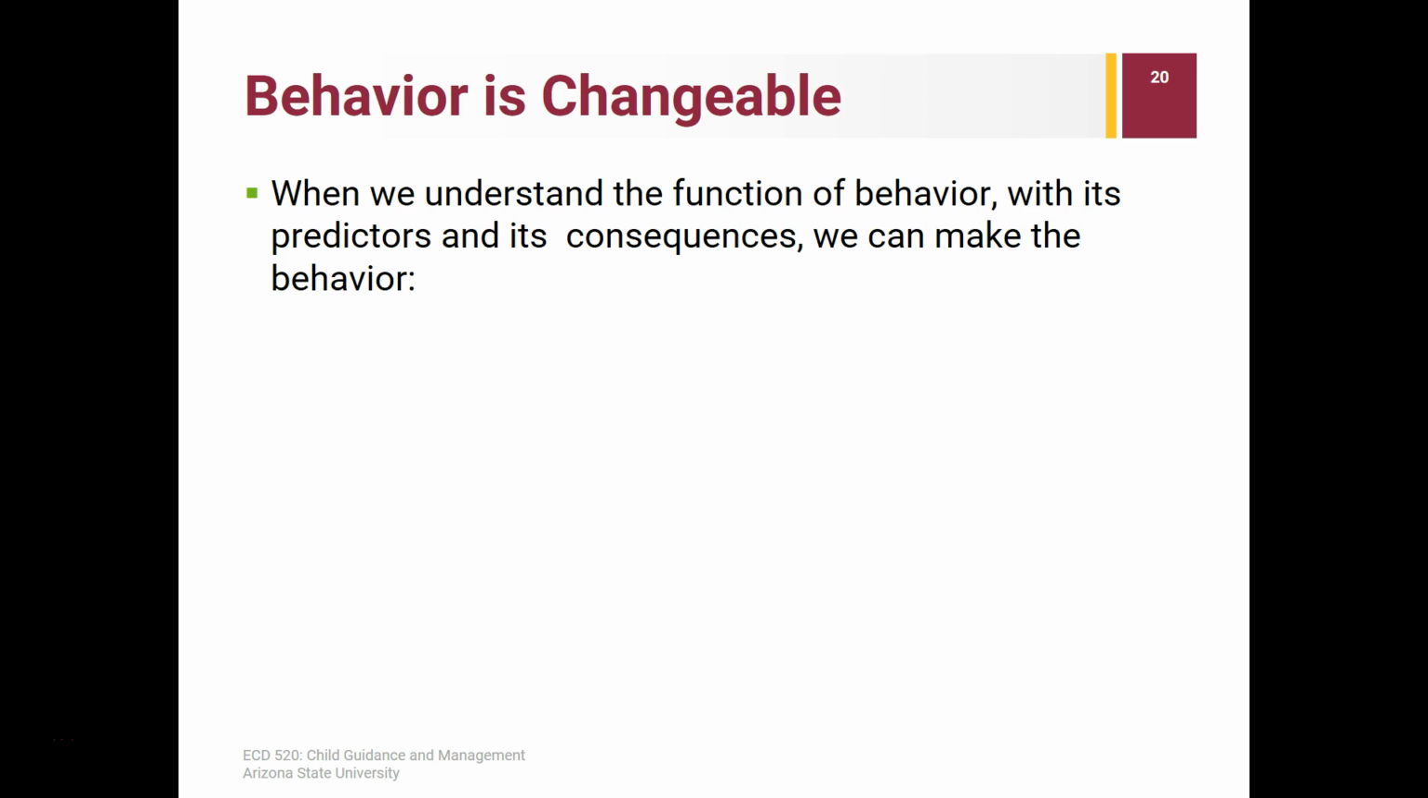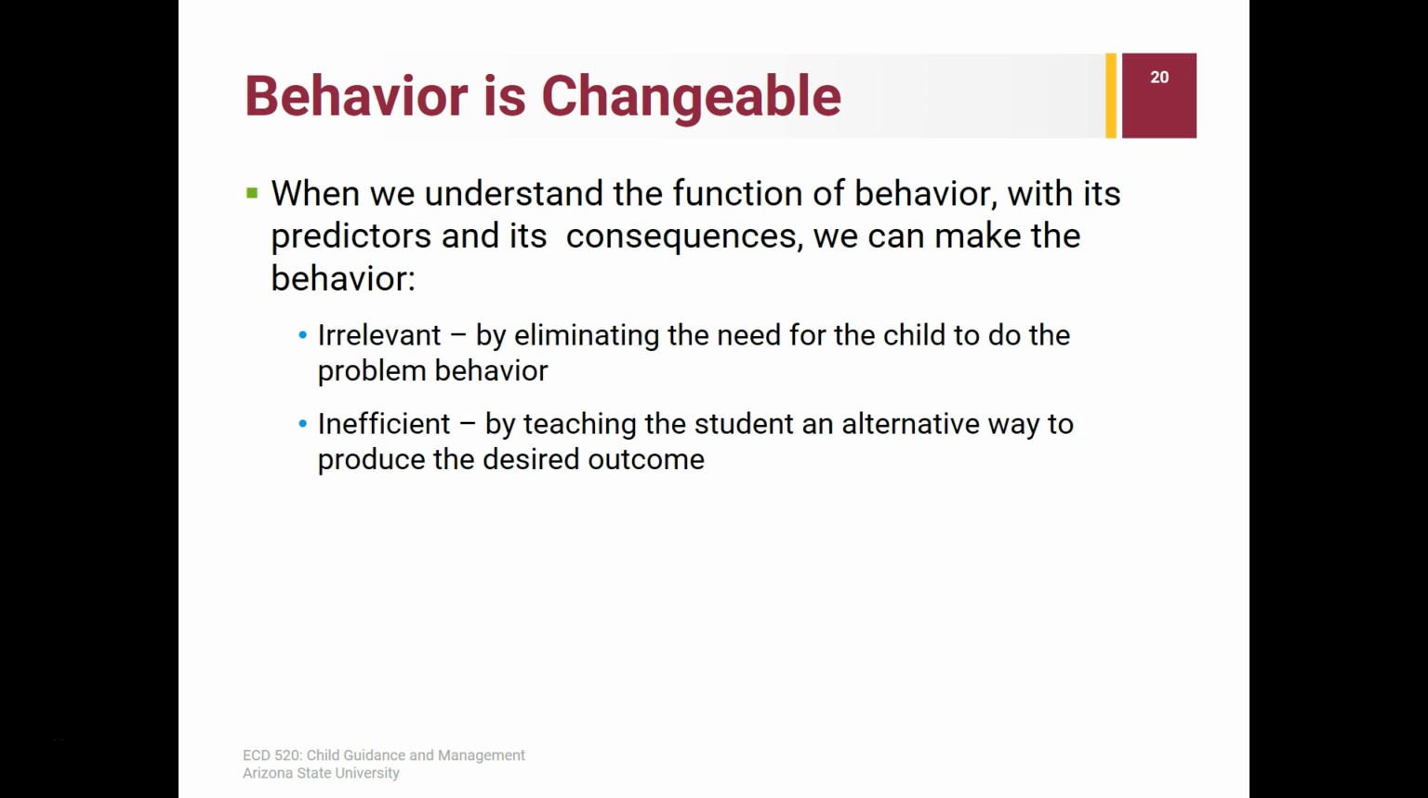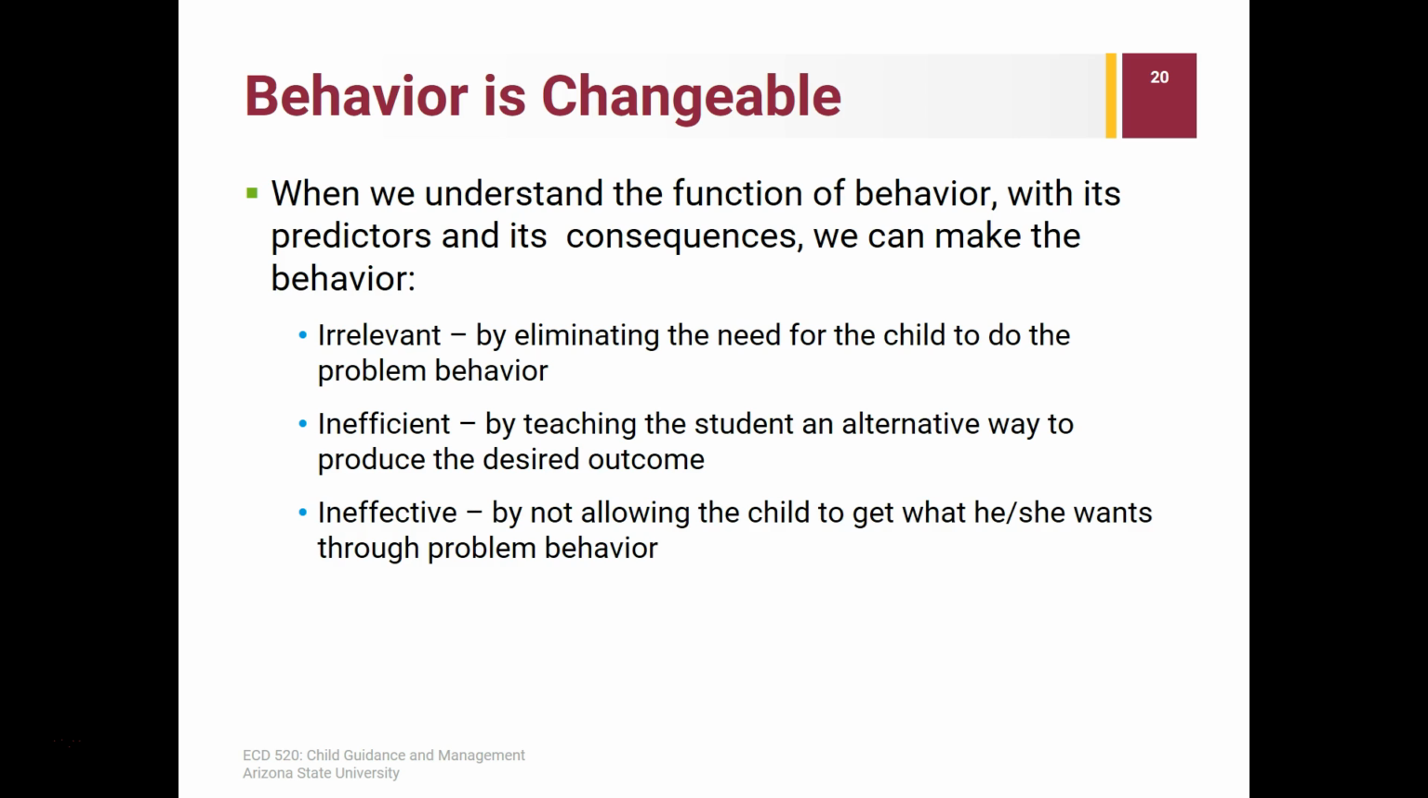When we understand the function of the behavior with its predictors and its consequences, we can make the behavior irrelevant by eliminating the need for the child to do the problem behavior, inefficient by teaching the child an alternative way to produce the desired outcome, or ineffective by not allowing the child to get what he or she wants through the problem behavior. Doing so makes way for the child to need to learn more positive behaviors to get something or to get away from something.